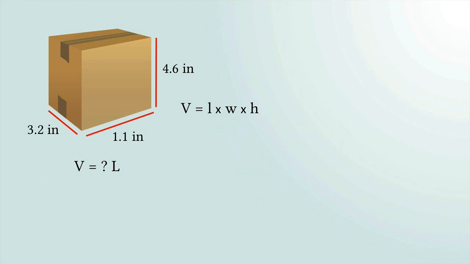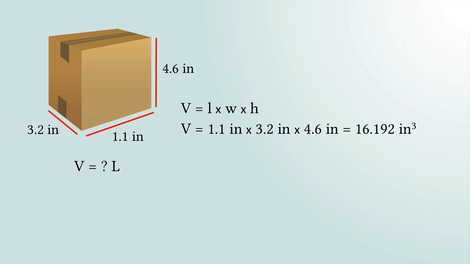So we can write our problem as V equals 1.1 inches times 3.2 inches times 4.6 inches, which equals 16.192 cubic inches. Now we need to convert this amount into liters, but there isn't a conversion from cubic inches to liters, is there? So we need to make a series of conversions to get there. Is there a conversion from inches to centimeters? Yes. 1 inch equals 2.54 centimeters. So we can convert now.